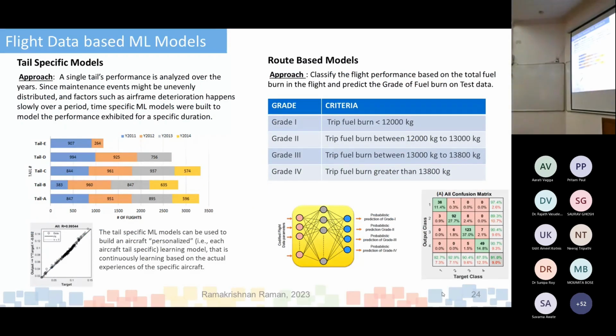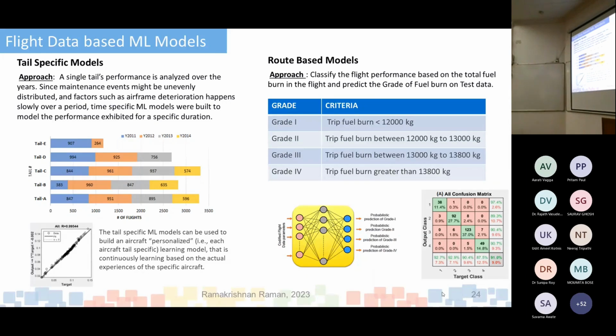So this was another study where we looked at tail specific models, which means an aircraft as it keeps flying in different regions may be subjected to different wear and tear, deterioration of the aerodynamic surfaces and all of that, right? So with the generic model, there will be deviations from it, right? So then can you get the data pertaining to each specific tail?